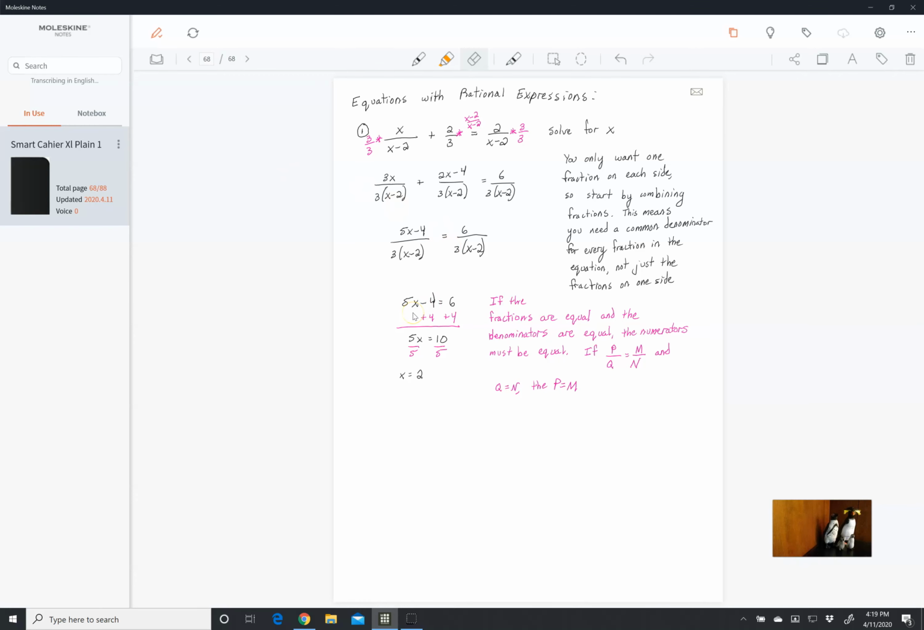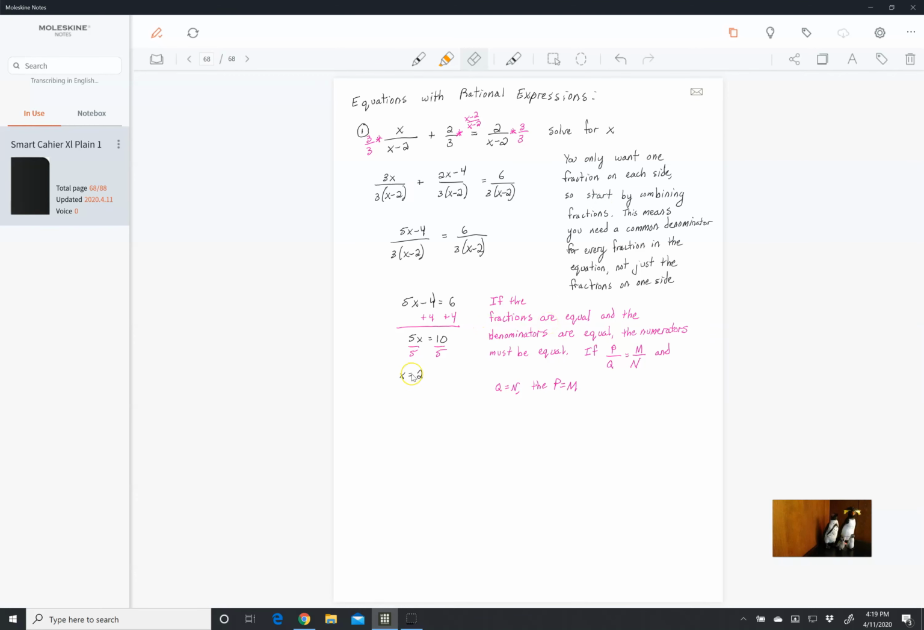Okay, a couple of things. First, this is why we want one fraction on each side, so that we can use this nice little property that if the fractions are equal and the denominators are equal, the numerators must be equal. We can't do that up here, okay? So we wouldn't have been able to do that at this point. That's why we want only one fraction on each side. Then we can use this property.